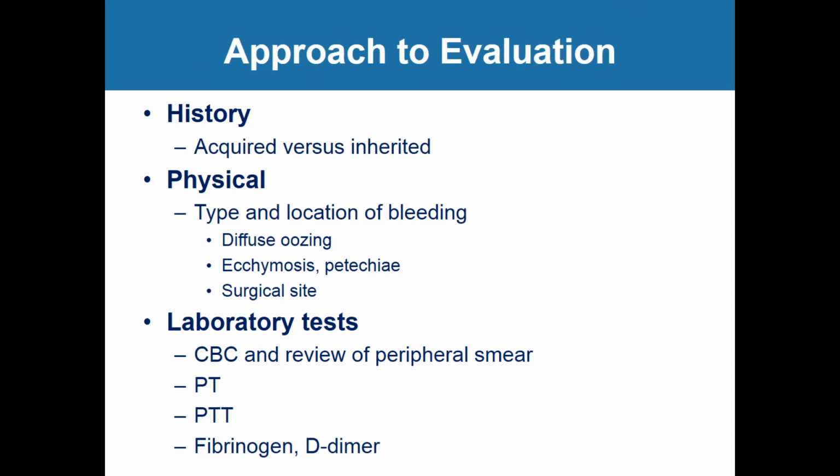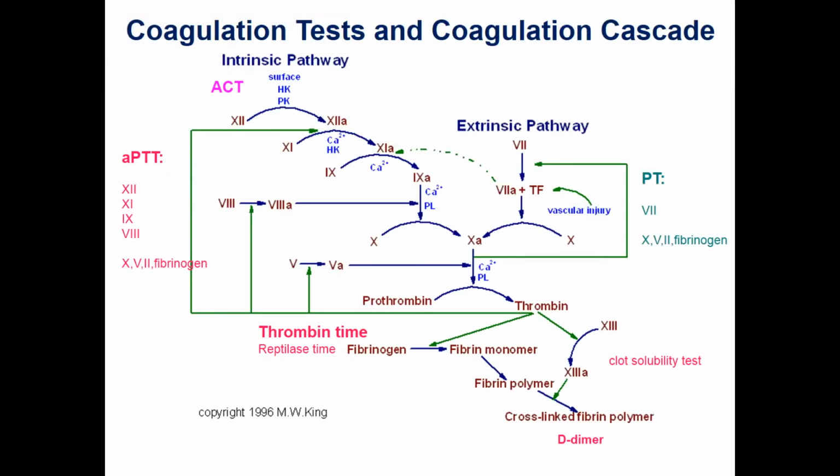The basic laboratory tests that should be performed in the bleeding patient or patient with a suspected coagulopathy include a CBC and review of the peripheral smear, particularly looking for microangiopathic processes, PT or prothrombin time, a PTT, which is partial thromboplastin time, fibrinogen, and D-dimer values.